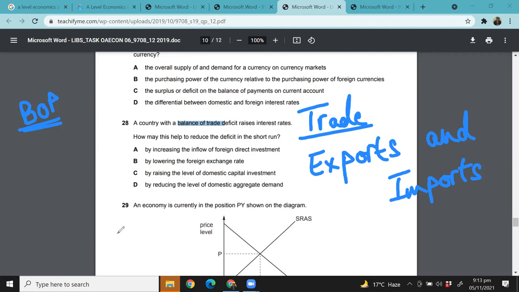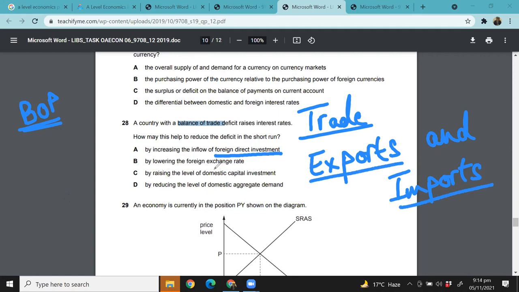Now, the thing that you have to remember here is that you have to see what is happening for exports and imports. So if it says by increasing the inflow of foreign direct investment, you don't even need to think about it, because that is not about exports and imports. It's about investments. We are not interested in that.